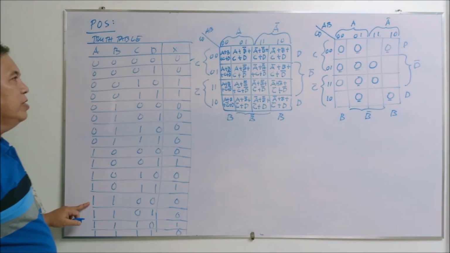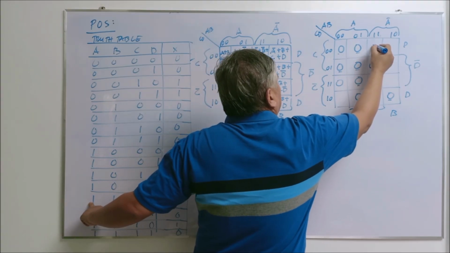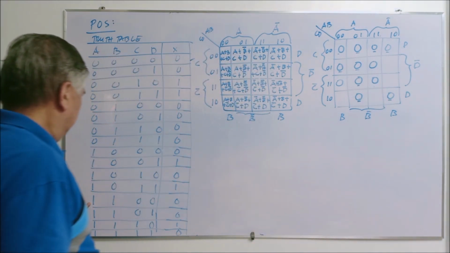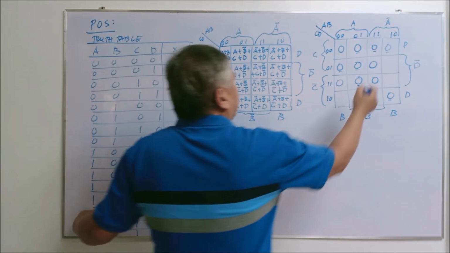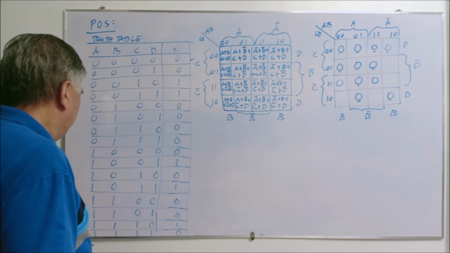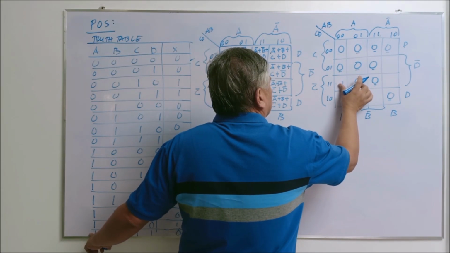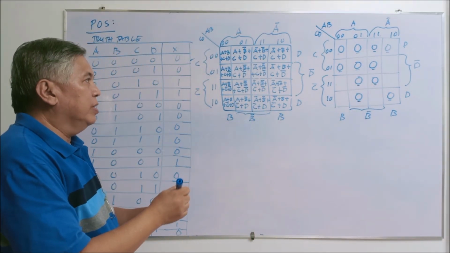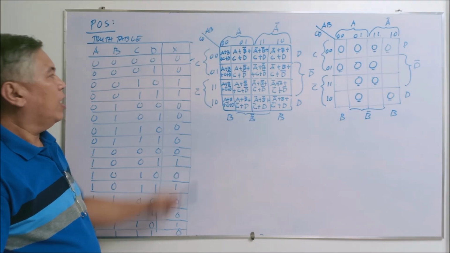Then you have 1 1 0 0, so it should be here. Then 1 1 0 1, this one, and then 1 1 1 1. So this one here is not included. Okay, so it's good to review the location of your output.